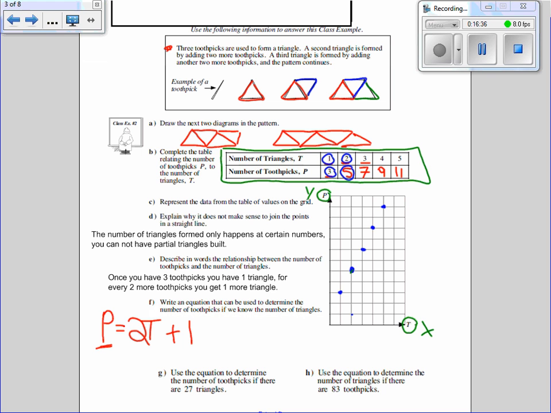We're going to do a lot more work with this, so if this is confusing you, that's okay. It's pretty new, it's pretty fresh.